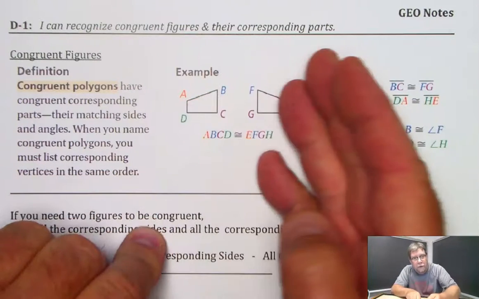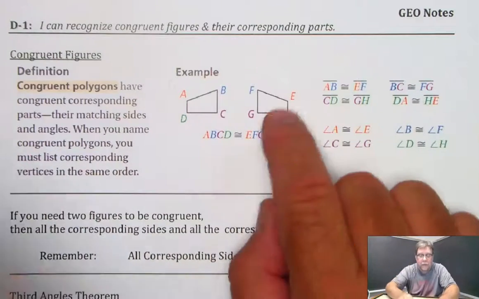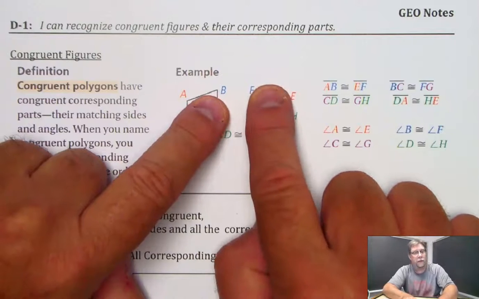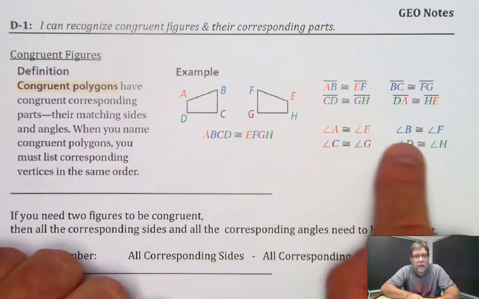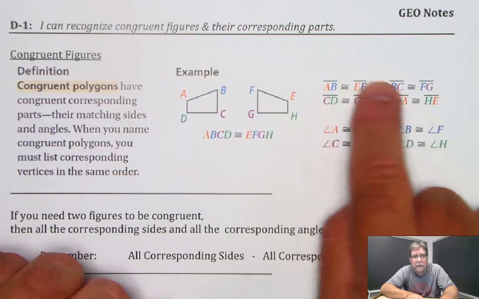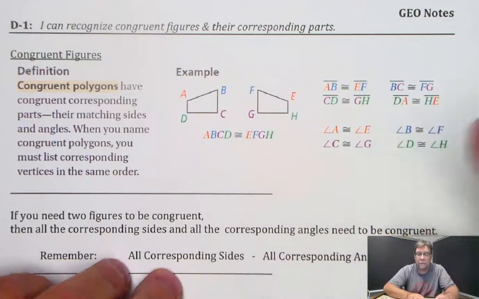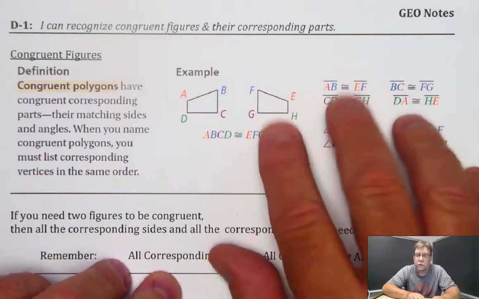This one's flipped over, so it's not in the same orientation as the first one, but that would be corresponding with that one. Like angle B would correspond with angle F, and angle A would correspond with angle E. And so these are the corresponding angles, and these are the corresponding sides. And if the shapes are congruent, then their corresponding sides and corresponding angles are congruent.